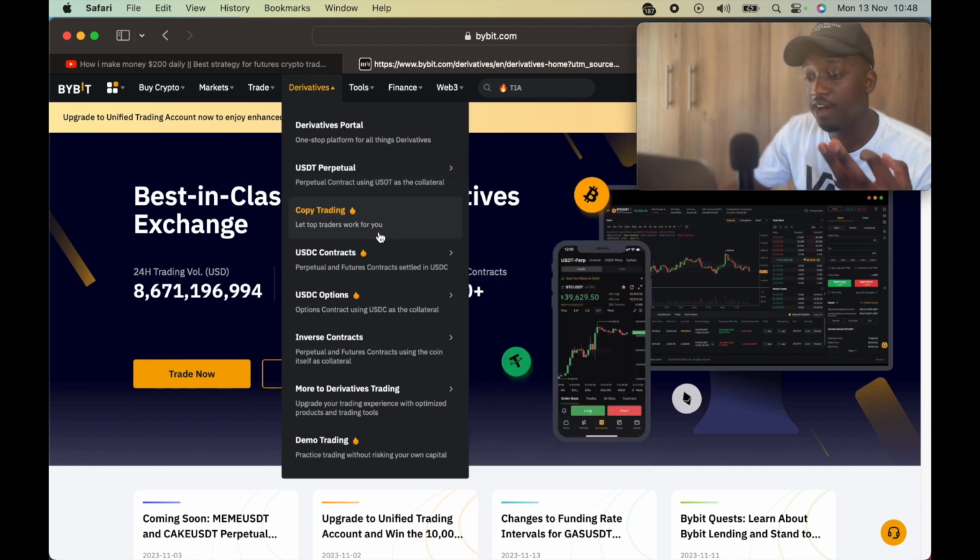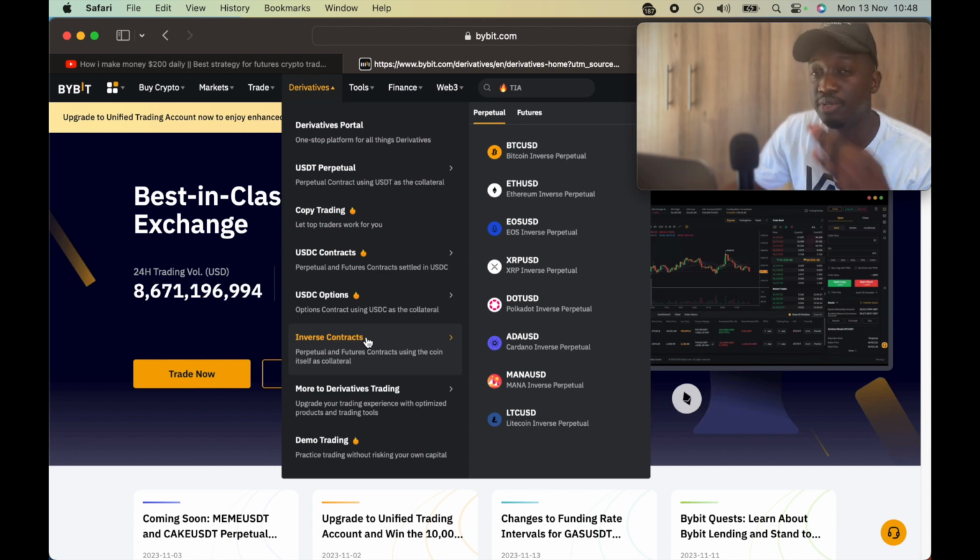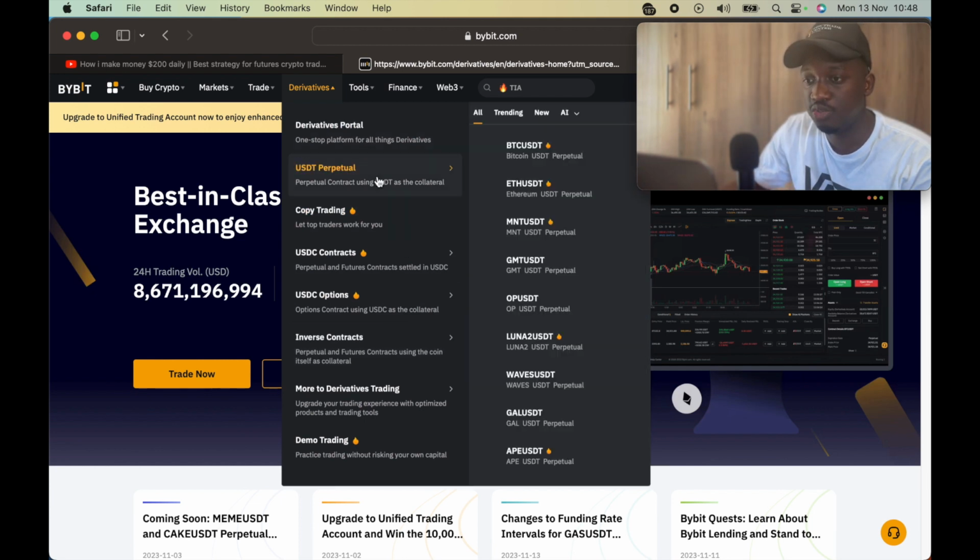But if I have some Bitcoin and I want to use that Bitcoin as perpetual to trade against USDT or any other pairs right here, I have to click this button where it's written inverse contract, and I'm going to be able to trade using Bitcoin against all other pairs as well. But a popular one is USDT perpetual, which is USDT against any other cryptocurrencies. So you're going to need USDT in your account as your collateral.